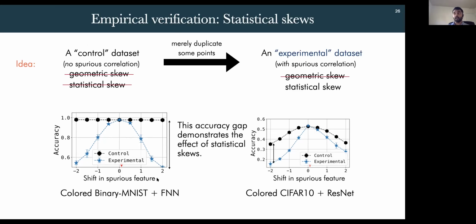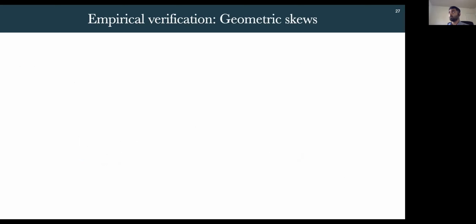So this gap over here is one way to verify that gradient descent training on neural networks is still going to be susceptible to these kinds of statistical skews. And it's not just something that linear classifiers suffer from. We also try to verify geometric skews.